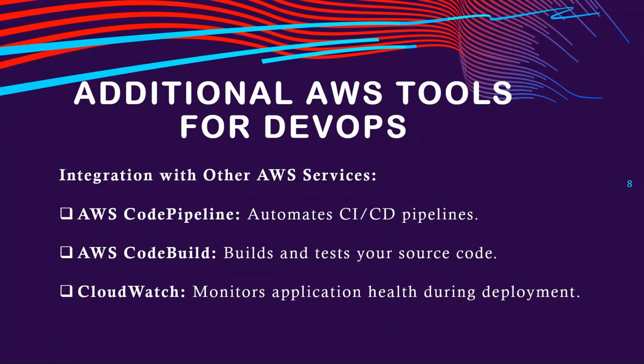Code Deploy works really well with AWS DevOps tools. For example, Code Pipeline automates the CI/CD pipeline. Code Build handles building and testing your code, and CloudWatch keeps an eye on the app's health during deployment.